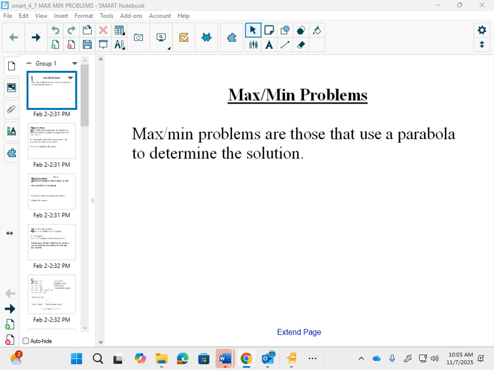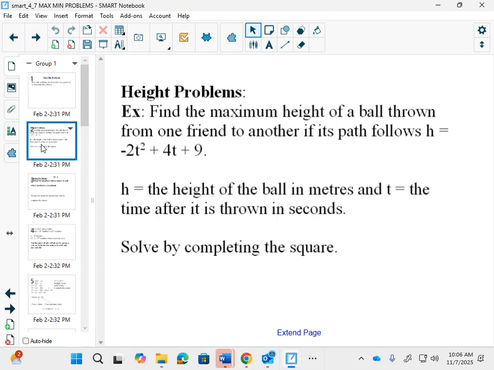These are called max-min problems. And they're actually really cool real-life problems. This is the easiest type of max-min problem. It's a word problem where they tell you the formula. So find the maximum height of a ball thrown from one friend to another if its path follows.